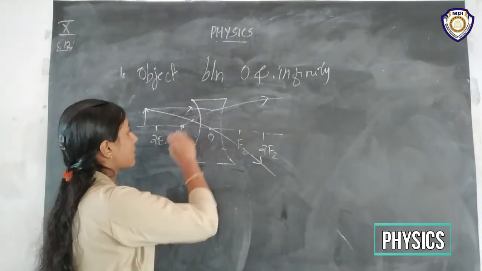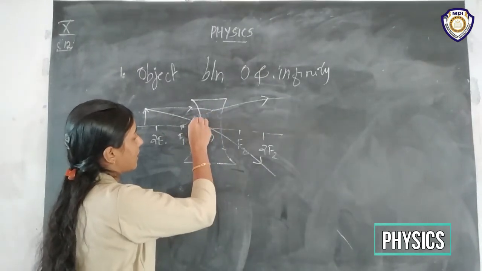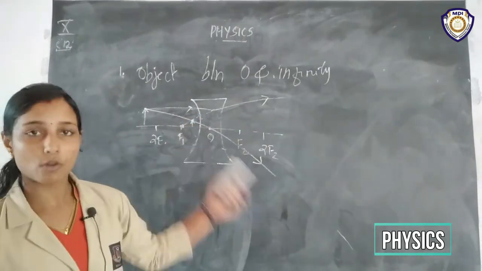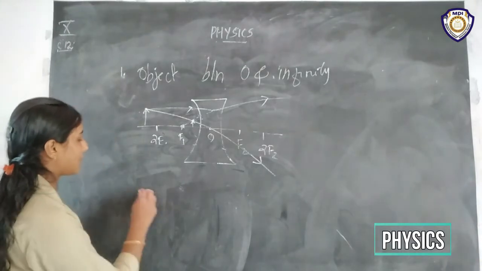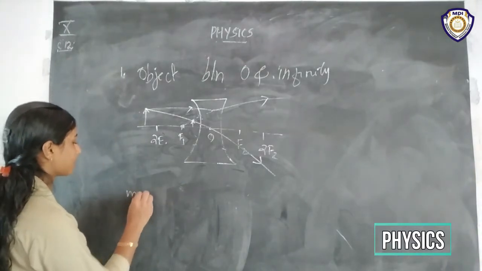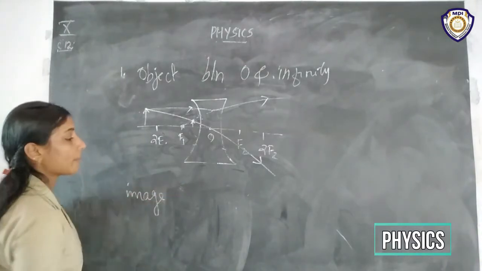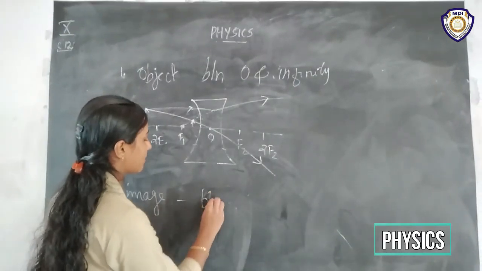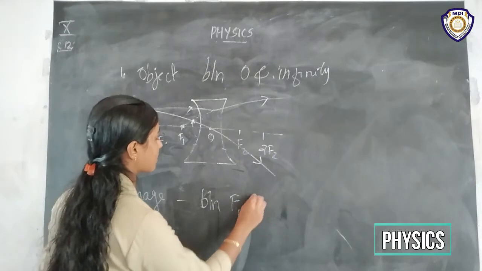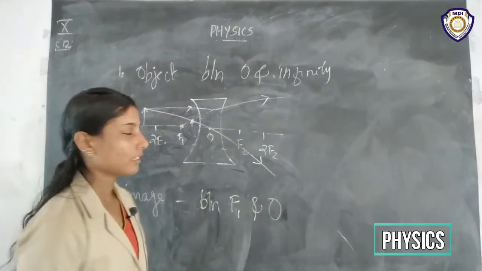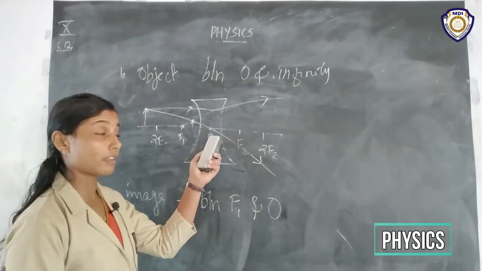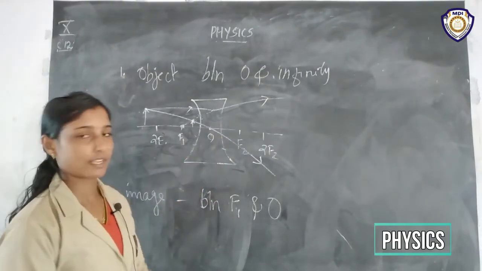These two rays will meet here, right? That is, the image is formed here in between F1 and O. So the image is formed in between the principal focus and the optical center, right?